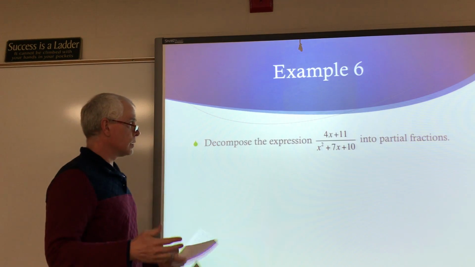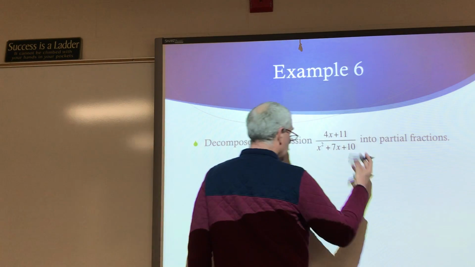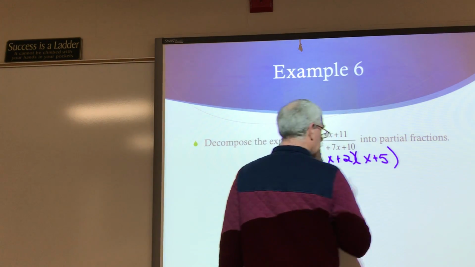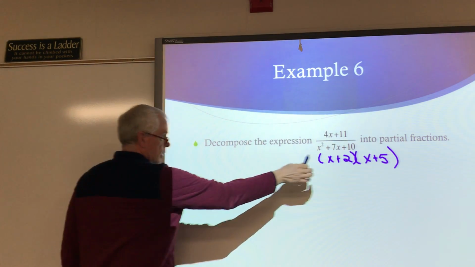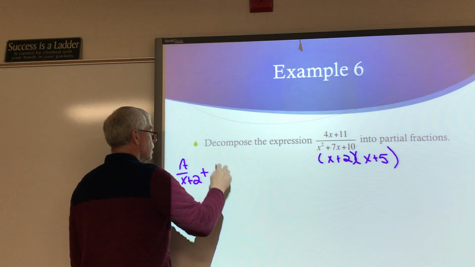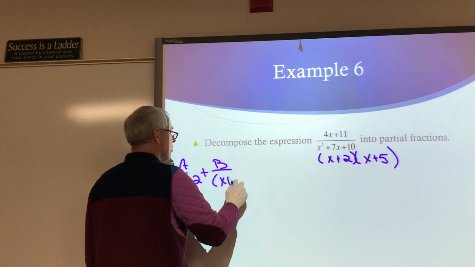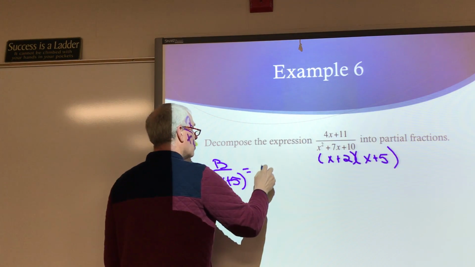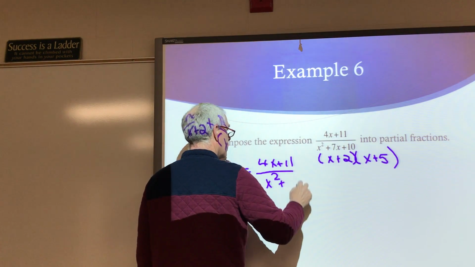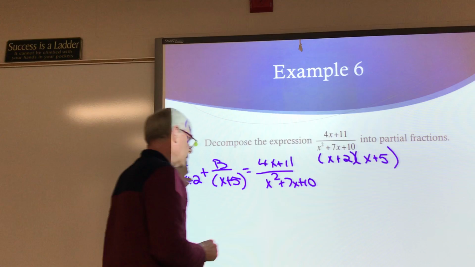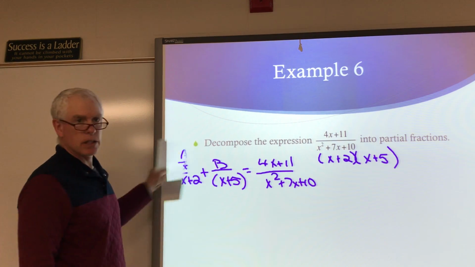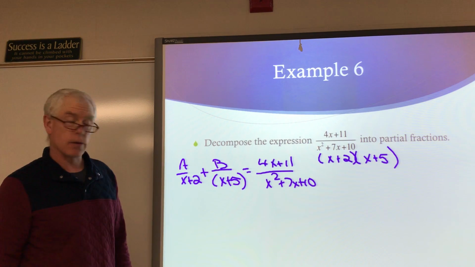Okay, now they want us to decompose this, so we're going to go ahead and do this. This factors to x plus 2 and x plus 5. So I would say a linear for the x plus 2, so I need an a over x plus 2. I need a b for the x plus 5. And that's supposed to equal this 4x plus 11 over x squared plus 7x plus 10. Okay, now, if I'm going to make this happen, if I were to actually add the left side together, I'd need a common denominator, right?